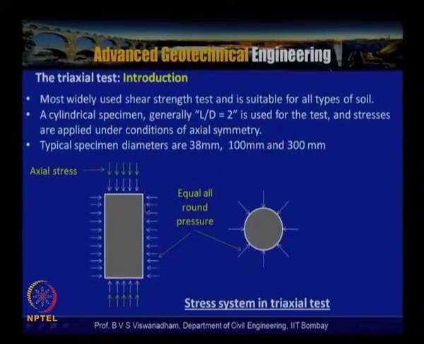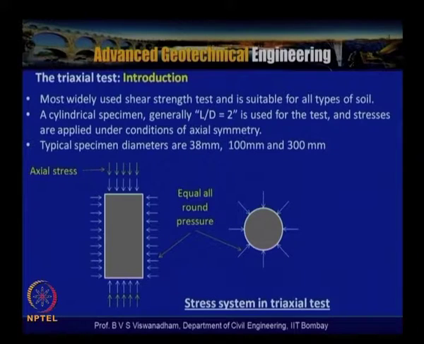Otherwise, whatever we are applying on the horizontal surface and along the vertical plane, these are regarded as the minor principal planes, and they remain as minor principal planes during the test and even at the end of the test. So in the case of the triaxial shear test, the two major limitations we have mentioned, the non-uniformity of the shear along the induced failure plane and the rotation of the principal planes, are overcome very easily in the triaxial shear test.